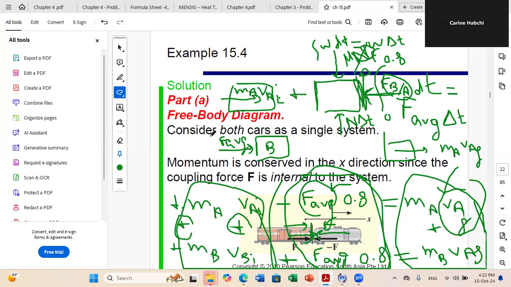Or you take A alone, B alone. You write two equations with two unknowns and you solve for VA final and F average. Or you can start by the conservation of linear momentum, which is actually the addition of these two equations. You get VA final. And once you get VA final, either you take A as system, or you take B as system. Okay? Yes, clear. Can I ask one more question, please?